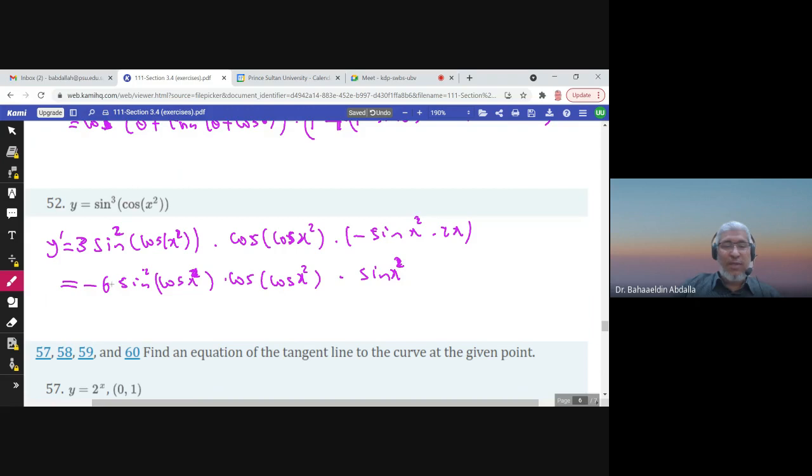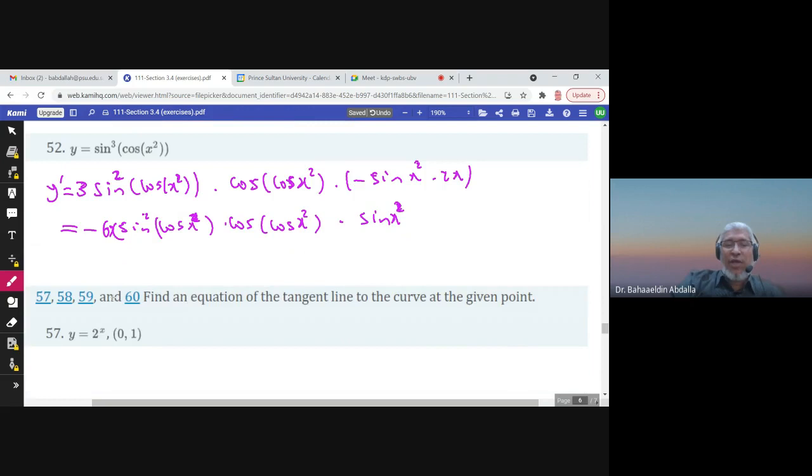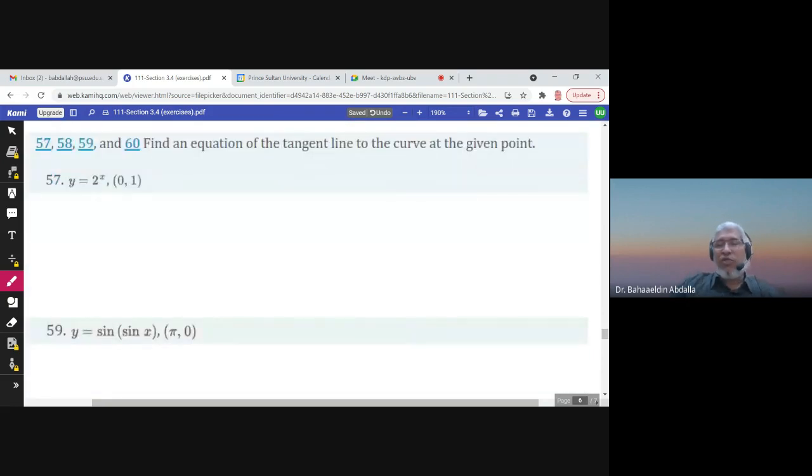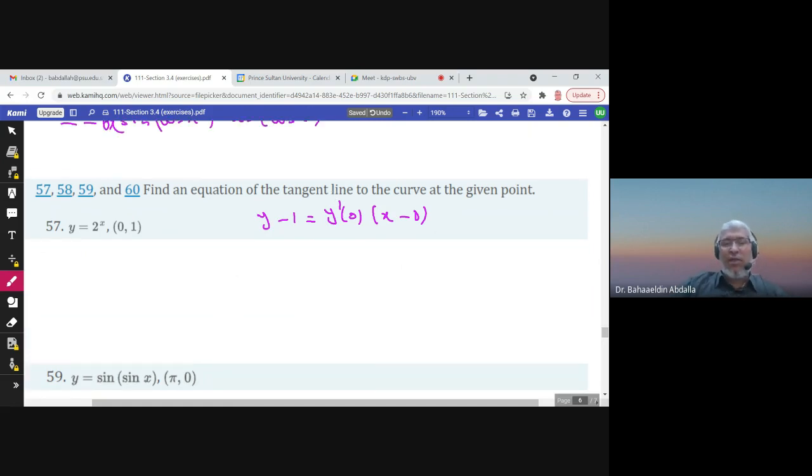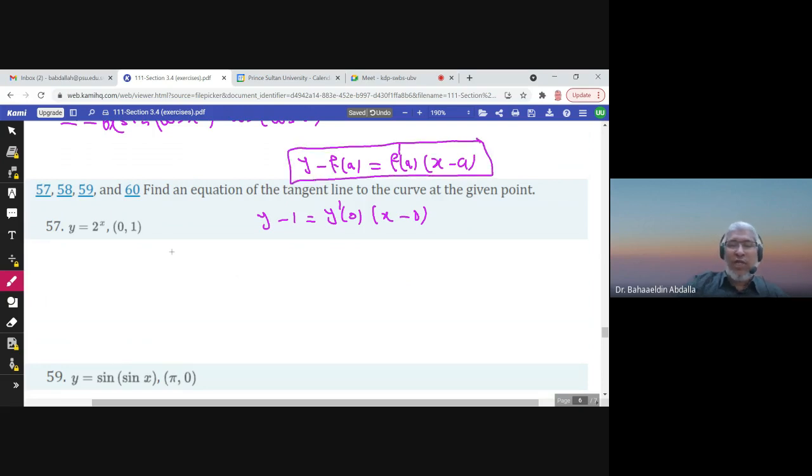And the x, I'll take it here. Okay, this x would be in the beginning. Find an equation of the tangent line. Well, the equation of the tangent line is y minus 1 equals y prime at 0, okay, x minus 0. This is always the equation of the tangent line. It is y minus f of a equals f prime at a times x minus a. This is the formula, if you remember, for the tangent line.